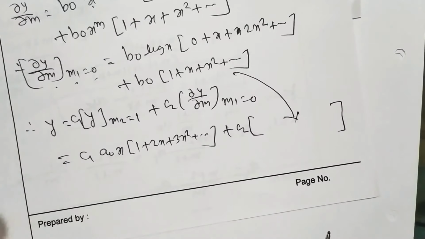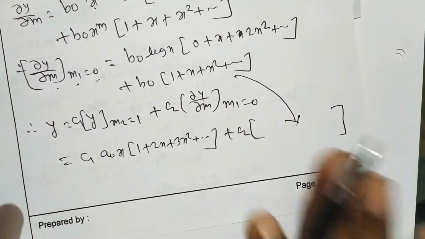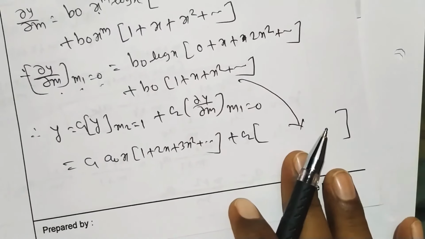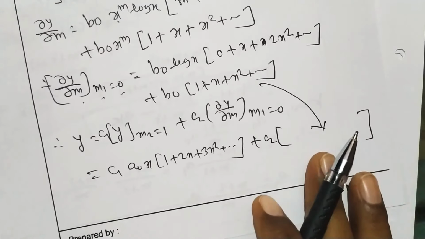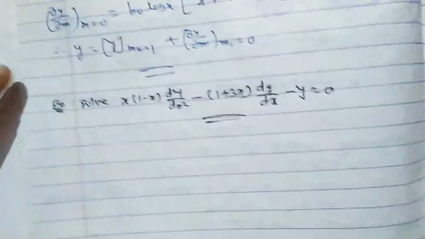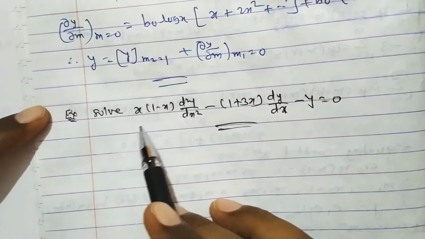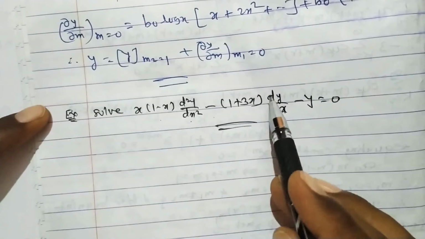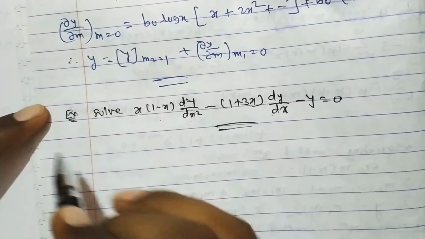Okay, so this is the one problem on case number 3. Now with the help of this problem and the last video's problem, you solve two problems. First one is this problem, that is solve x into (1 minus x) d2y/dx2, the same problem, minus (1 plus 3x) into dy/dx minus y equal to 0.